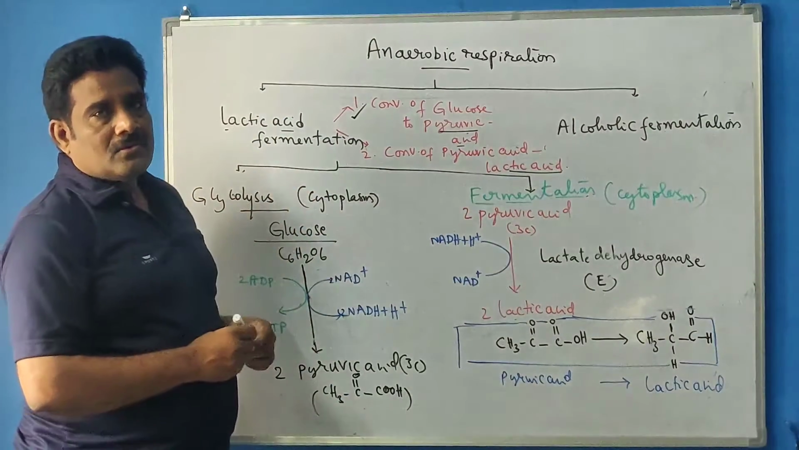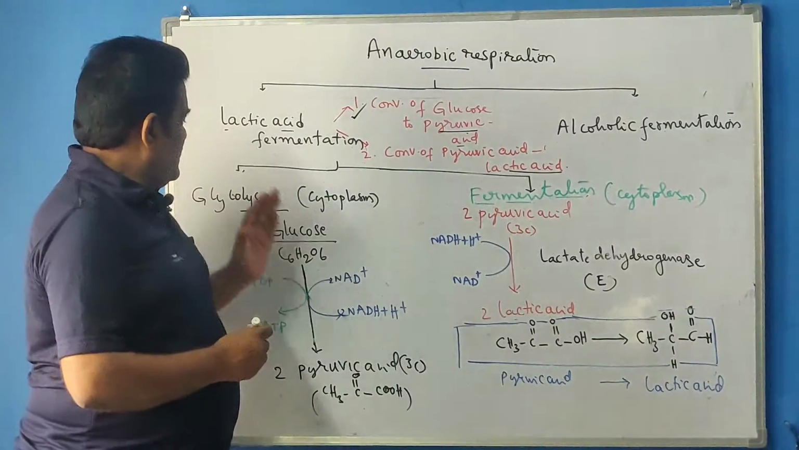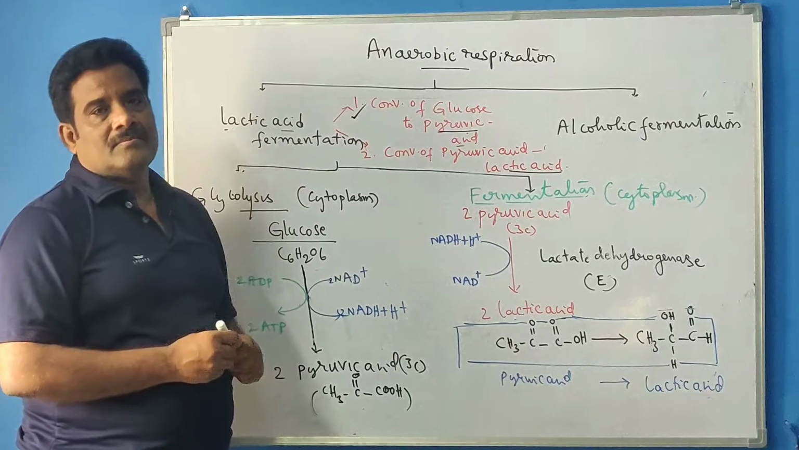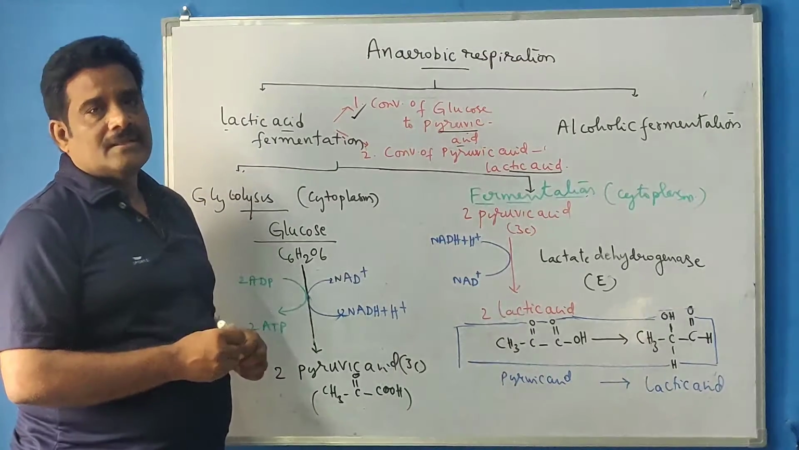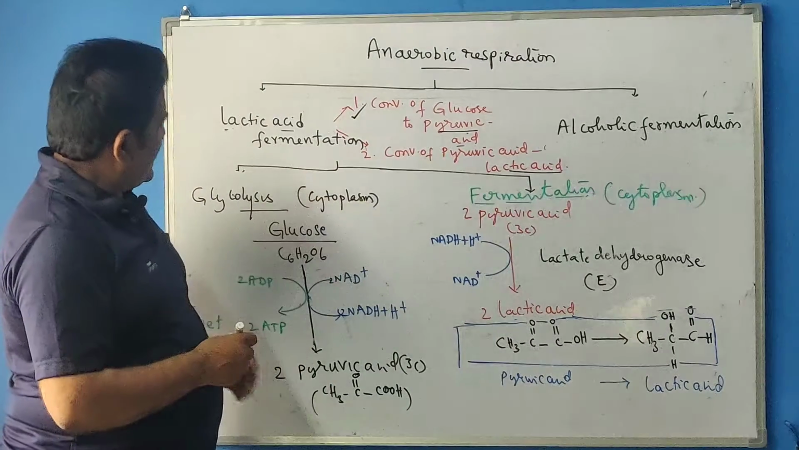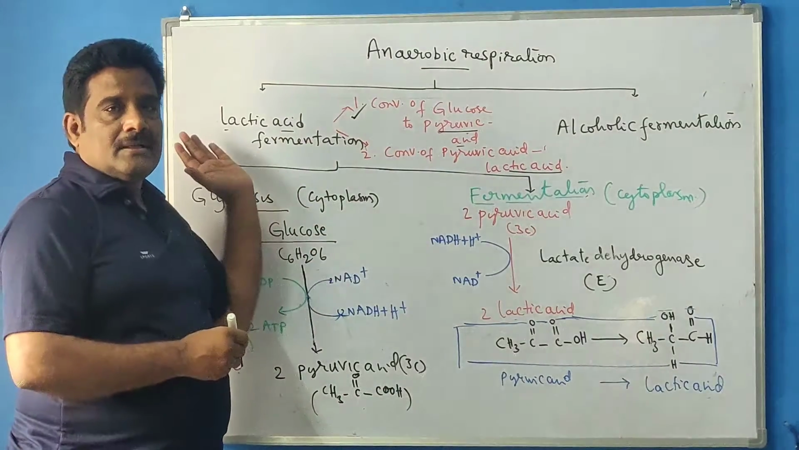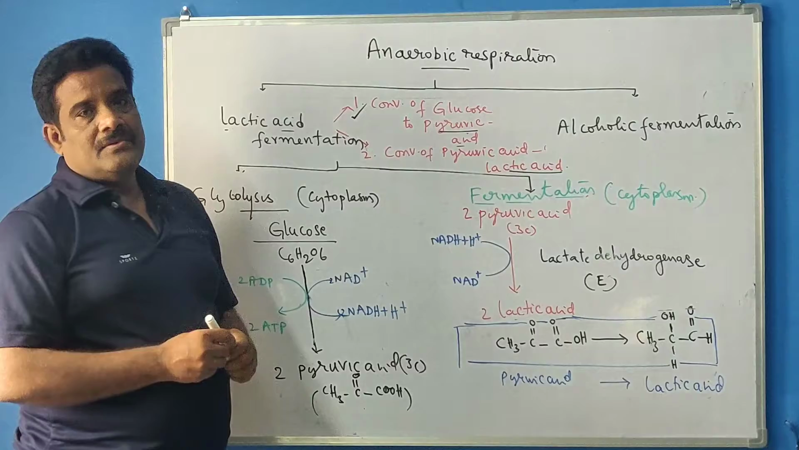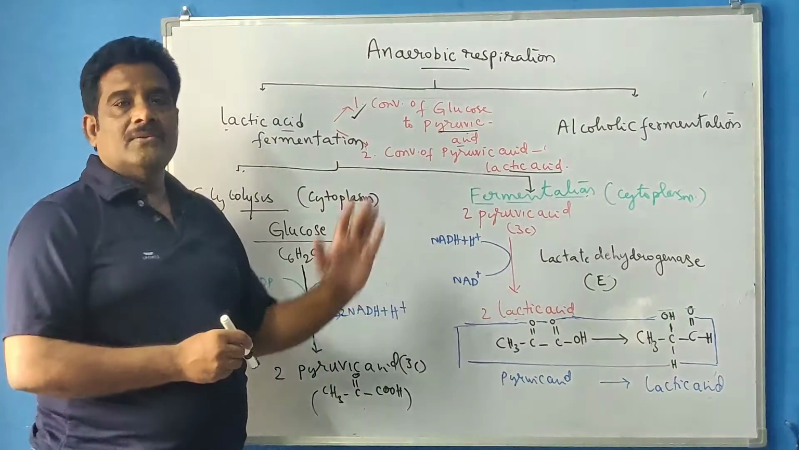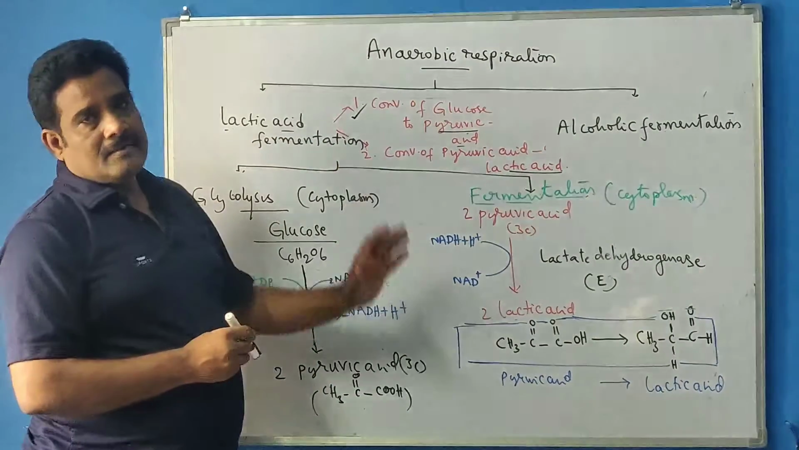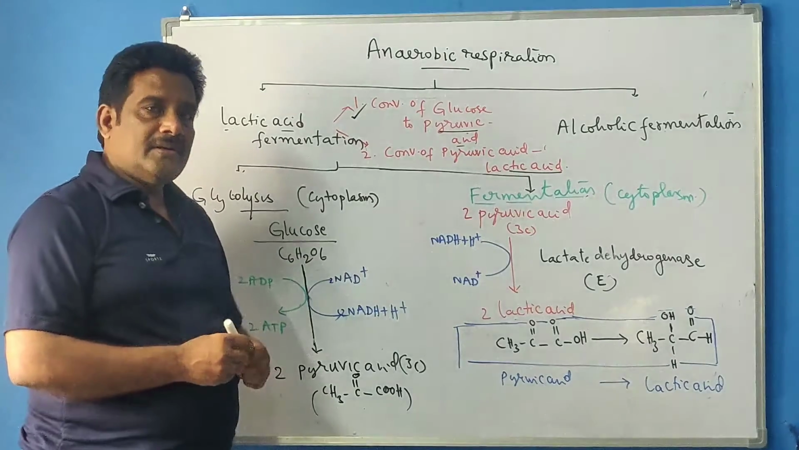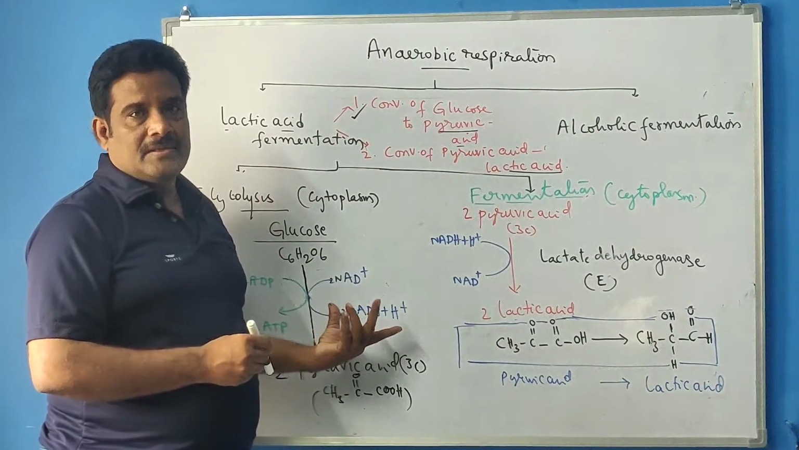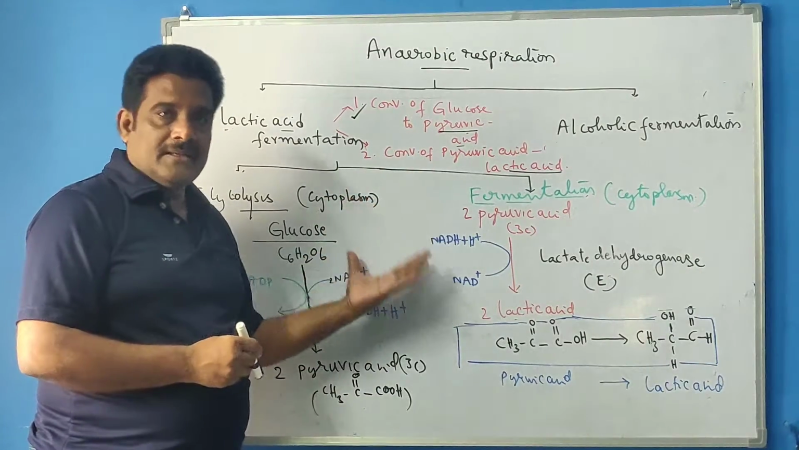One point you have to understand here: glycolytic reactions and fermentation both occur in the cytoplasm. That point you have to understand. So what type of reactions occur in glycolysis? In aerobic respiration, I gave you little information. Detailed information about glycolysis, Krebs cycle, and electron transport we are going to discuss in the next video lesson. So this is the overall idea of lactic acid fermentation. What type of reaction is this?